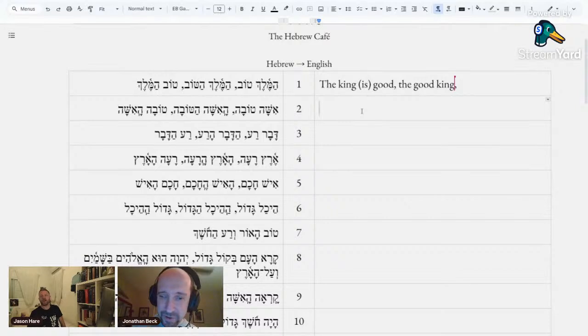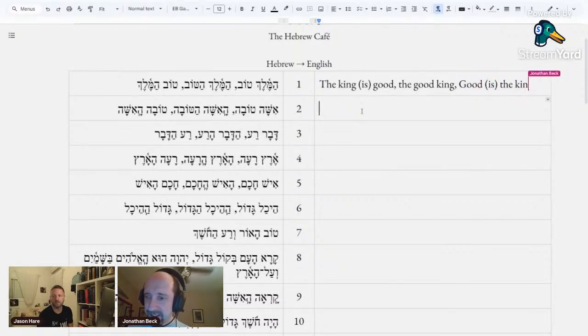So the third one, Tov hamelech, I'll do this with Hebrew word order straight up because it basically means the same as the last one. Good is the king. And maybe I should leave it at that. Maybe I shouldn't go into detail. We'll do that some other time.